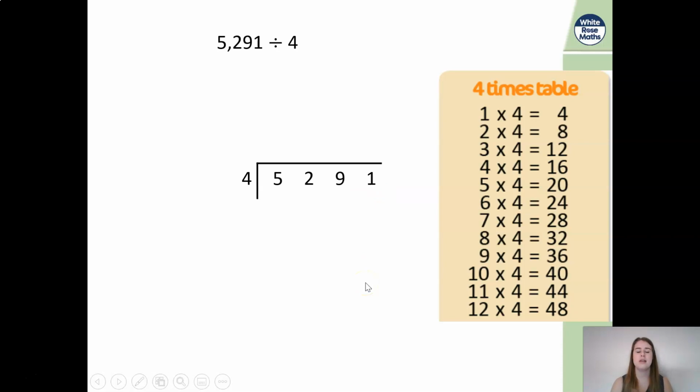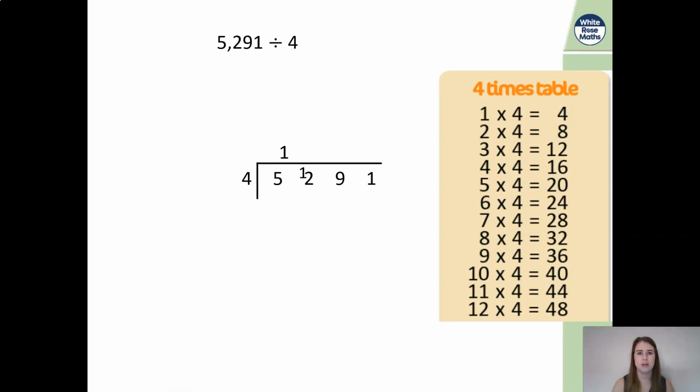So the first thing we're going to do is work our way from left to right. We start with the very first number, and my question in my head is, how many groups of 4 can I get in 5? So I'm going to look at my times table. I can get 1 group because that gives me 4, but I can't get 2 groups in because that would mean I'd need 8. So I know here it's going to be 1. 1 times 4 is 4. But I then need to think, well, how do I get from 4 to 5? I have remainder 1. So I'm going to carry that 1 over to my next number.